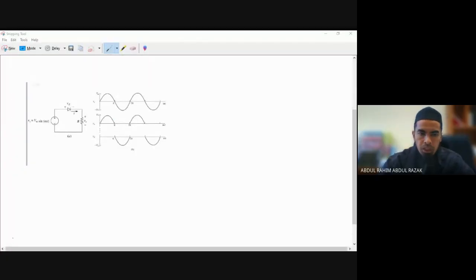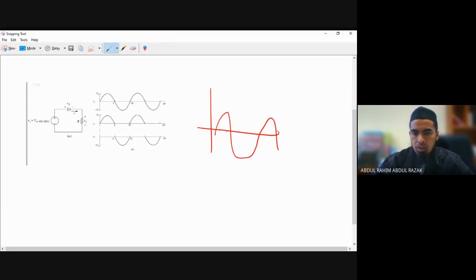So for your information, if we are going to plot the current for an R load, a resistive load, the current and voltage will be at the same phase. This is your input, and this is V out. The current also will follow the same pattern, which is here.